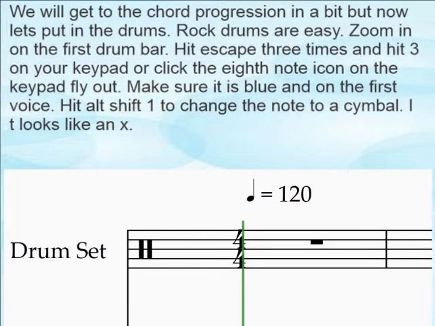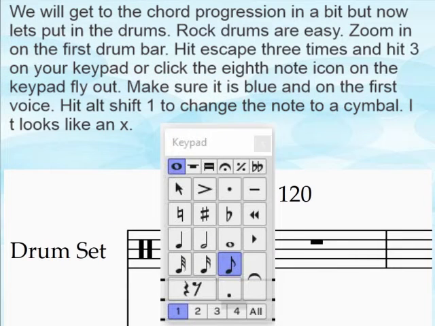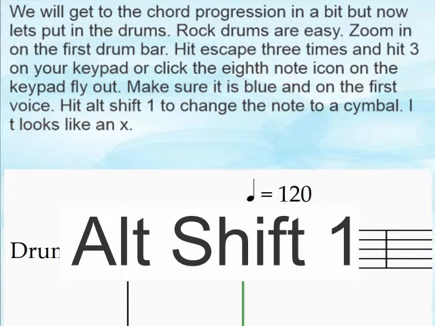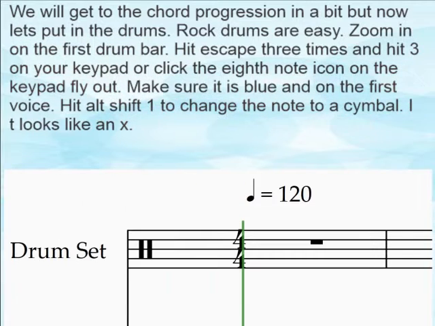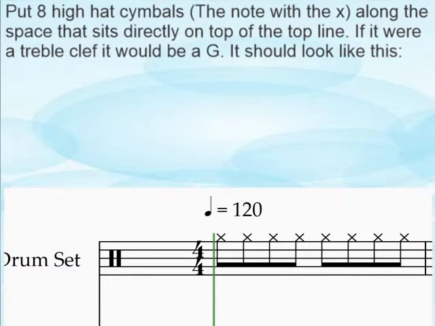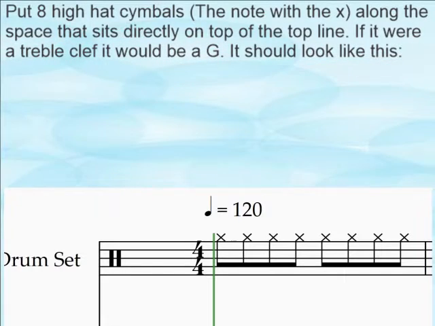Rock drums are easy. Zoom in on the first drum bar. Hit escape 3 times and hit 3 on your keypad, or click the 8th note icon on the keypad flyout. Make sure it is blue and on the first voice. Hit alt shift 1 to change the note to a symbol. It looks like an X. Put 8 hi-hat cymbals, the note with the X, along the space that sits directly on the top line. If it were a treble clef, it would be a G. It should look like this.